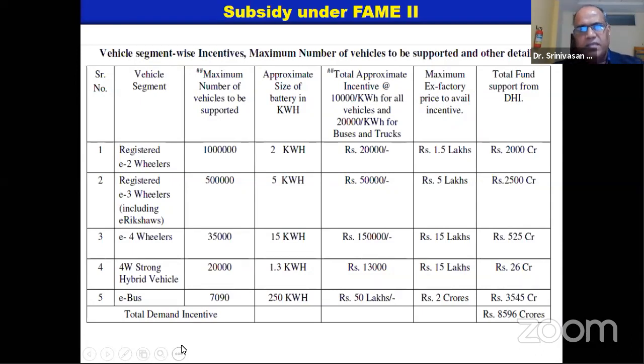By giving this subsidy, the government is trying to push electric vehicles so that we can get rid of this oil import and global warming and all. And then recently, the government announced that when you are buying a battery-based two-wheeler or three-wheeler, you don't need to buy the battery. You only buy the bike or rickshaw, and the battery will be owned by the company.